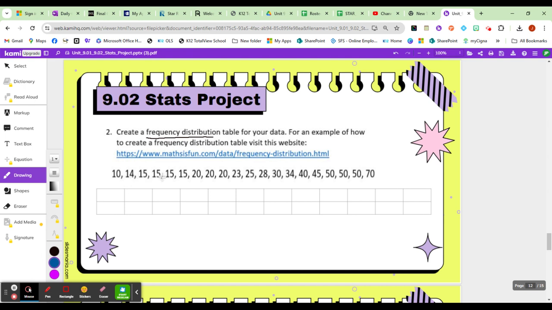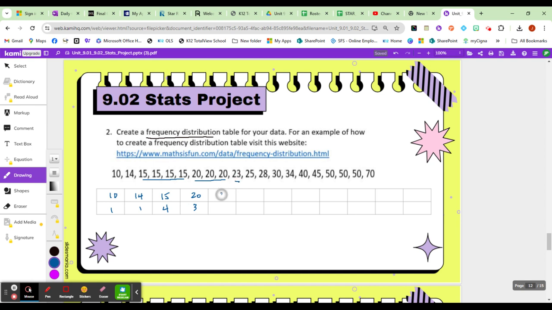So again, here are my numbers from the smallest to the largest. When we do a frequency table, any number that's repeated, we're not going to repeat. So I only have 110. So I put 110. I only have 114. I have 4 15s. So I don't do 15, 15, 15, 15. I just put 15, and I say I have 4 of them. That simplifies our table. Then our next number is 20. We have 3 of those.